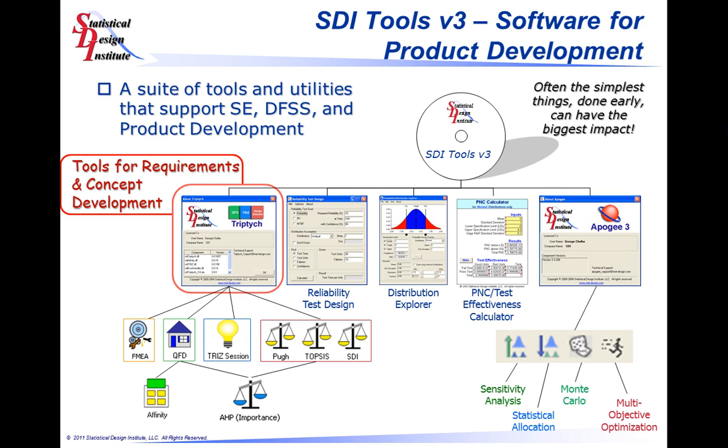In this session, we'll be discussing tools for requirements and concept development, which will focus on the use of the Triptych tool set. The Triptych tool set includes tools for implementing failure modes and effects analysis, quality function deployment, TRIZ, the theory of inventive problem solving, and then a set of tools that will support decision analysis and design selection activities such as Pugh, TOPSIS, and SDI. These tools are also supported by an affinity diagram tool and an analytical hierarchy process tool for prioritizing and determining the importance of various information.